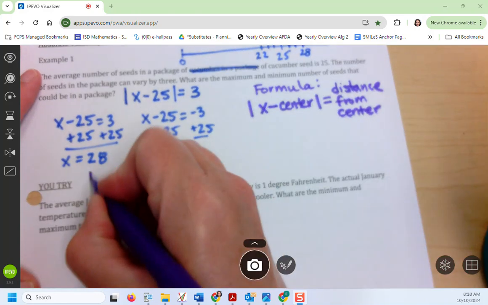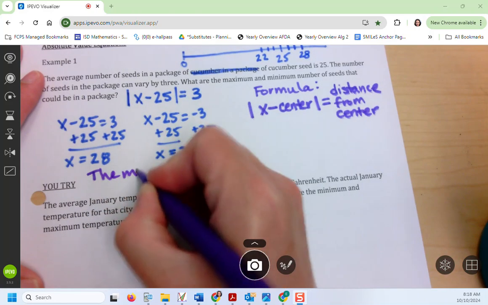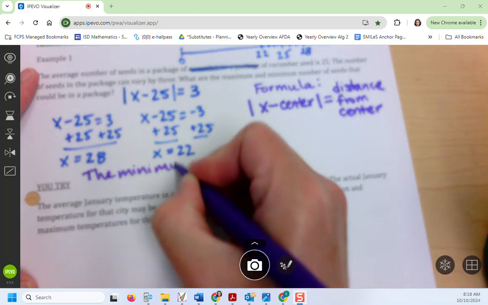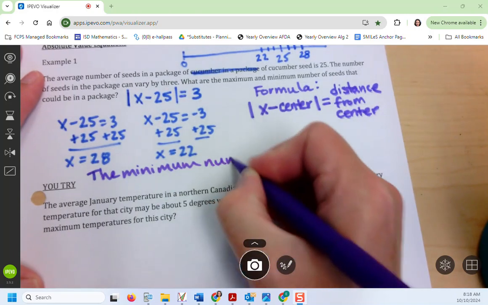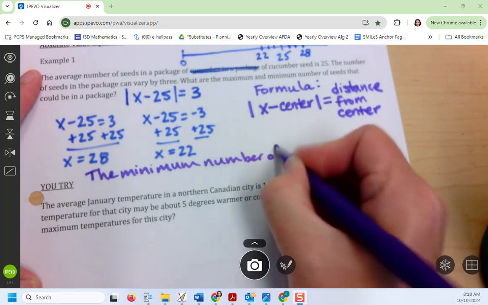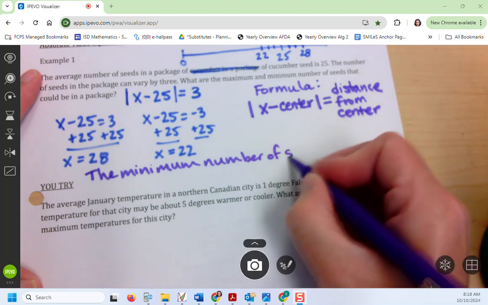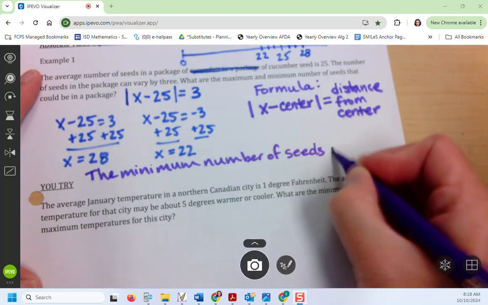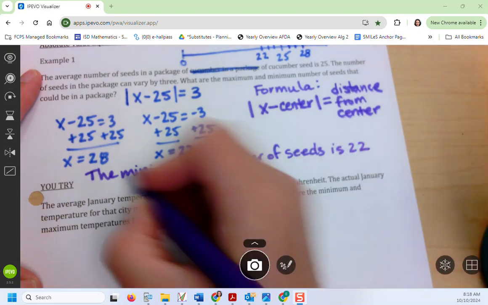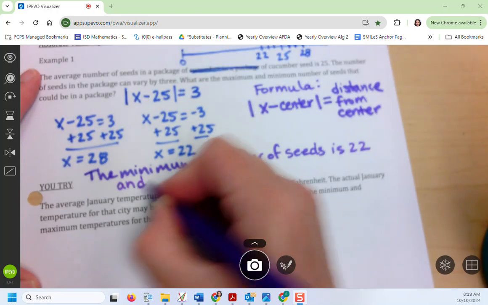So the minimum number of seeds is 22, and the maximum is 28.